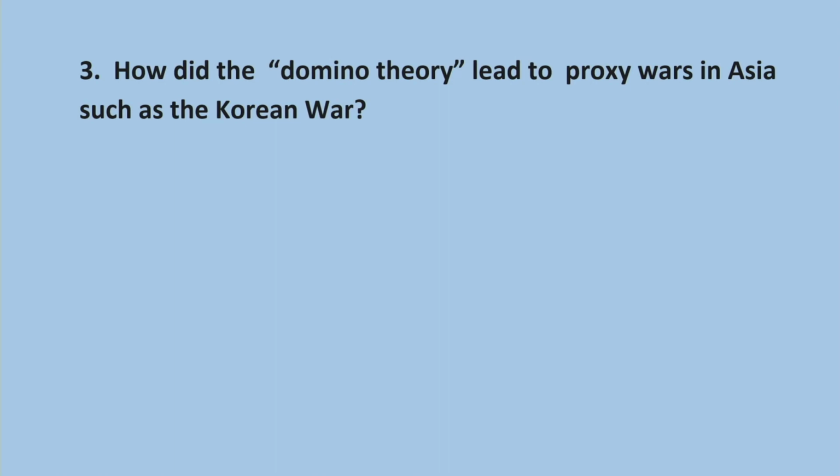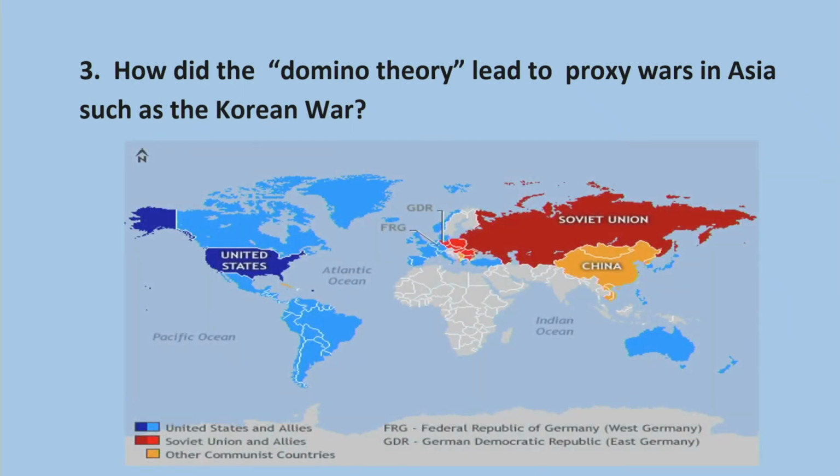Last topic, this domino theory. How did an idea or a political theory called the domino theory lead the United States into wars in Asia, such as the Korean War and later on the Vietnam War? Right, a very important theory that's really going to divide the world into two parts, East and West.